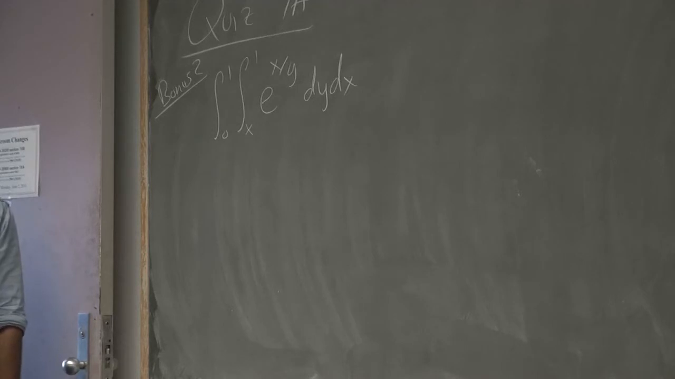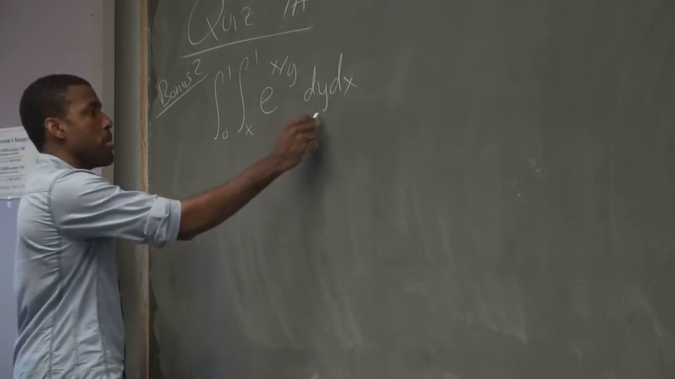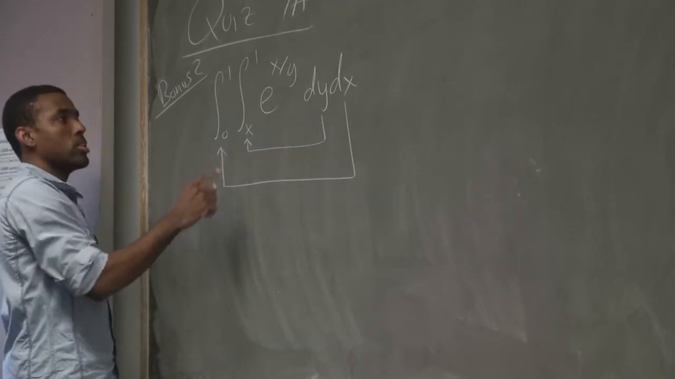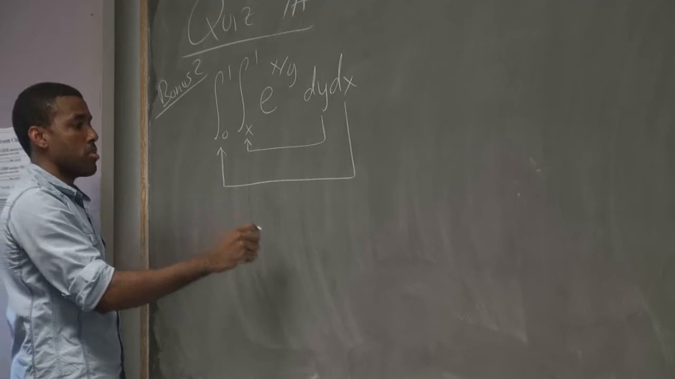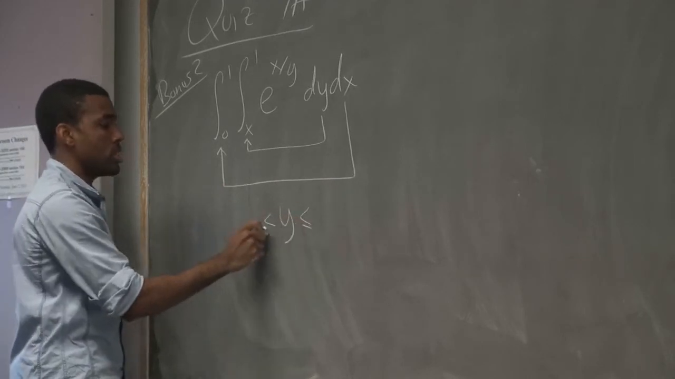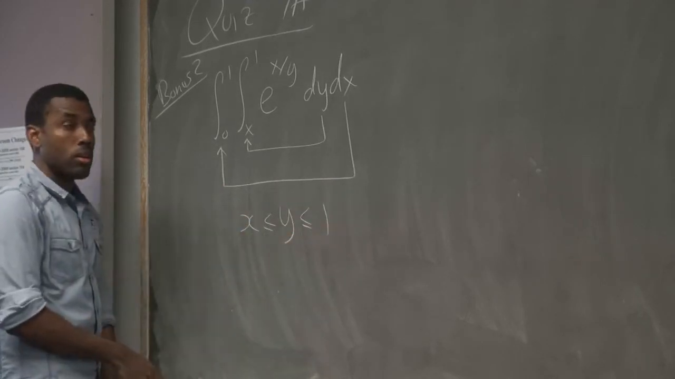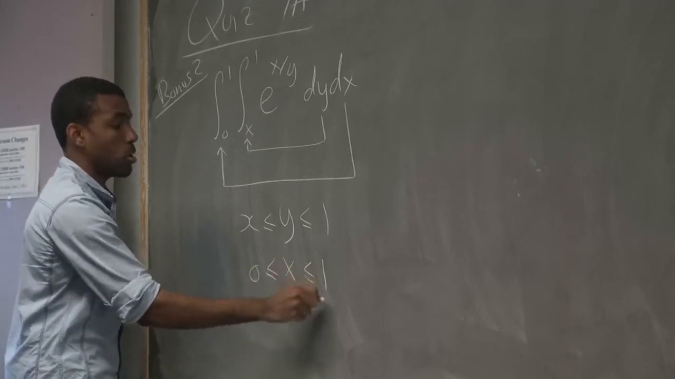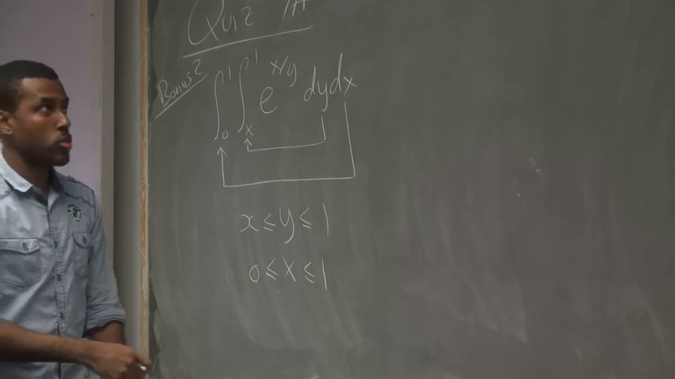Y, and x is from 0 to 1. Remember, you can match these up. These actually tell you the limits of x and y. So by looking at this integral, I know two things: my y goes between x and the number 1, while my x goes between 0 and 1. Now, if I had to draw that region, what would that look like?